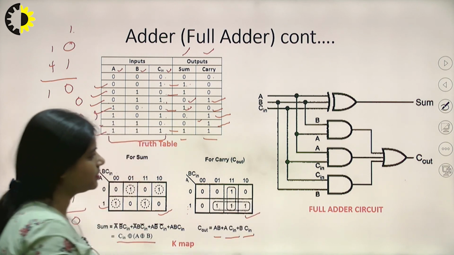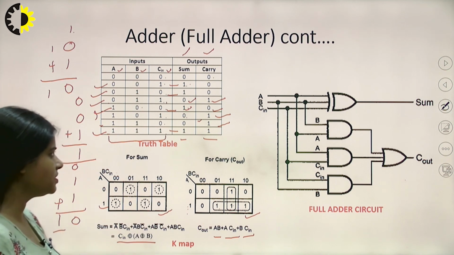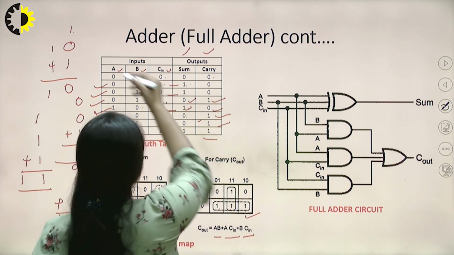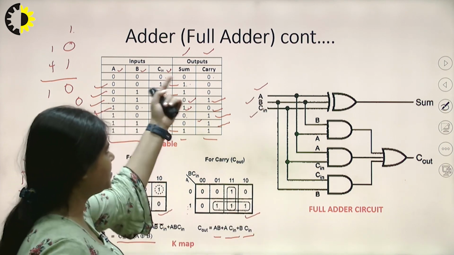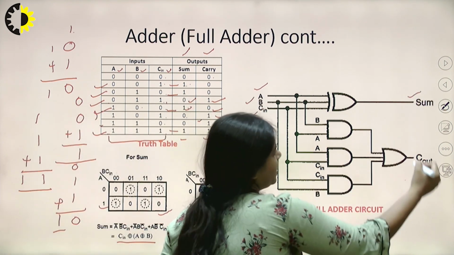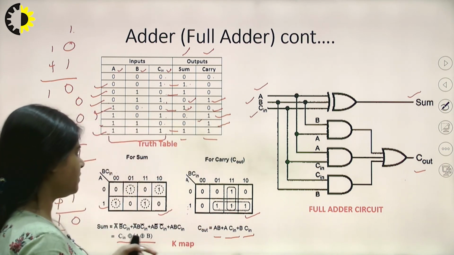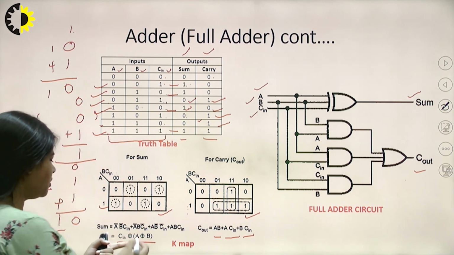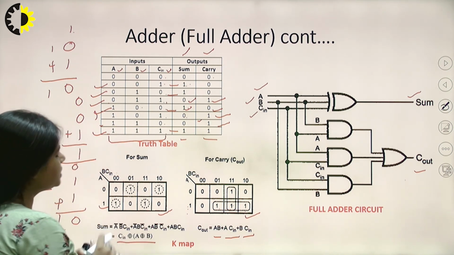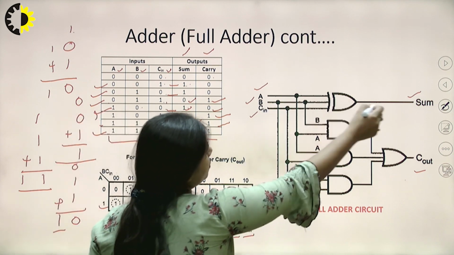Now we are going to create the circuit depending on the equations. We have 3 inputs, A, B, C in, and in output we have sum and carry. First we will see the equation of sum. The equation of sum says it is only an XOR operation between these 3 inputs, so all 3 inputs go into an XOR gate.